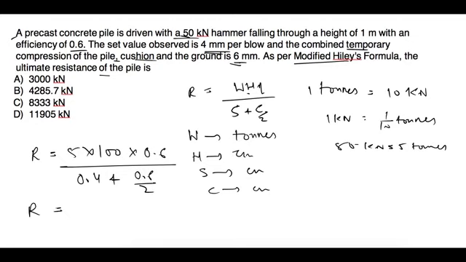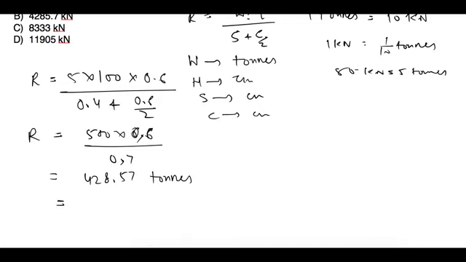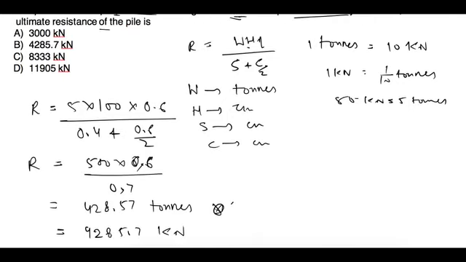So from here R in tons it comes out to be 500 into 0.6 divided by 0.7. So that is 500 into 6 by 7. So it is 428.57 tons. And if we want to write it in kilonewton, we will multiply it by 10. So that is equal to 4285.7 kilonewton. That is the answer.